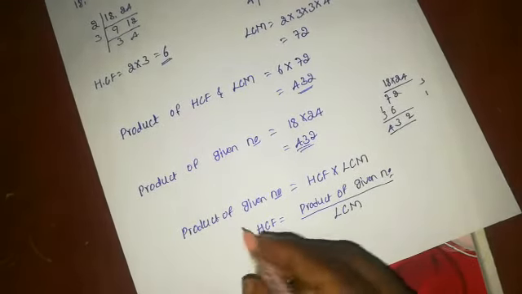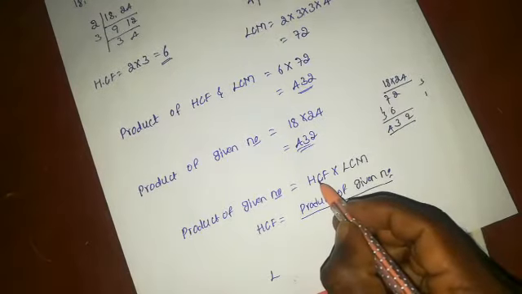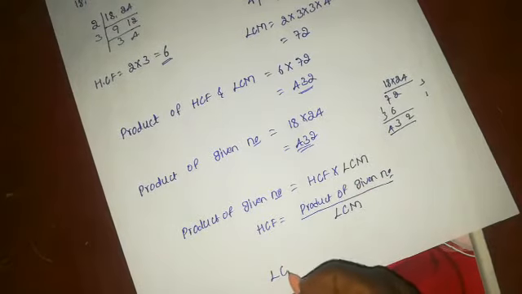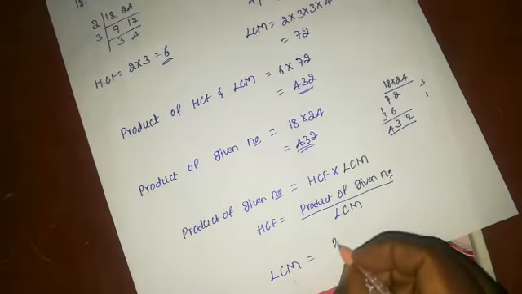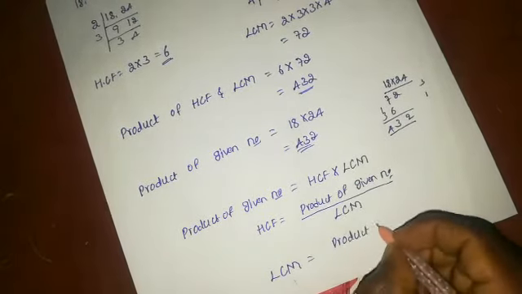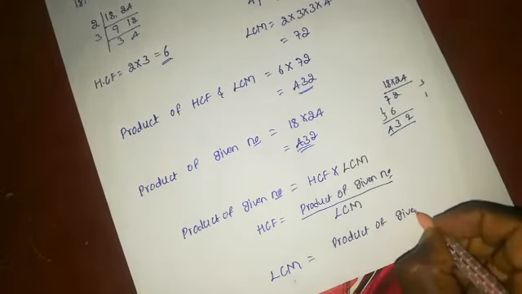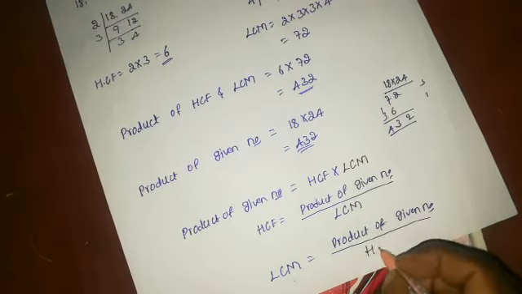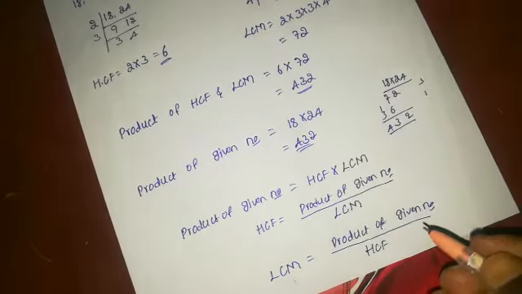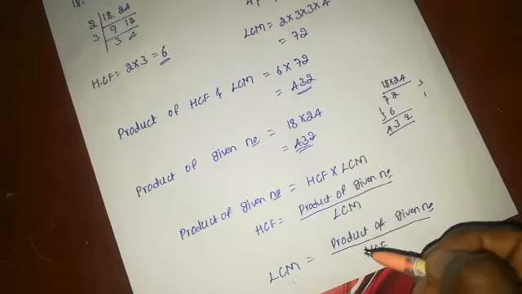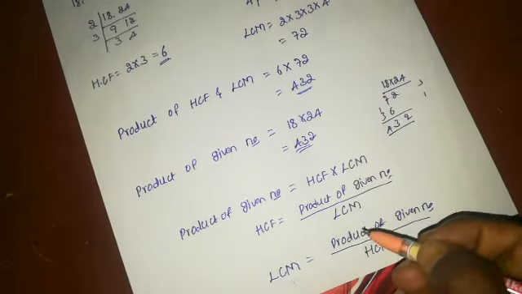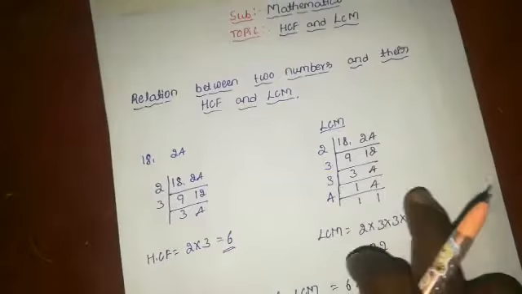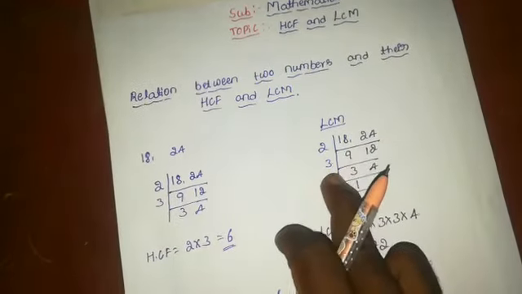Similarly we have to find out the LCM. If they give the product of the numbers and their HCF, then how do you find out the LCM? The LCM is equal to the product of the given numbers divided by HCF. Thus we find out the HCF and LCM if they give the product of the numbers and their HCF or LCM. This is the relation between the given numbers and their HCF and LCM.